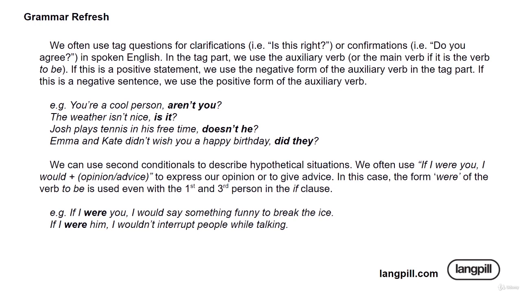The next question: the weather isn't nice, is it? Now pay attention here because we're switching our main sentence. The weather isn't nice. That's negative, right? So our tag question is positive. It's just, is it? We don't say the weather isn't nice, isn't it? That doesn't make sense. We have to make sure we're switching it based on what's happening with our main sentence.